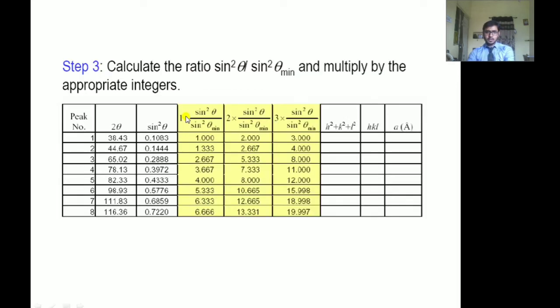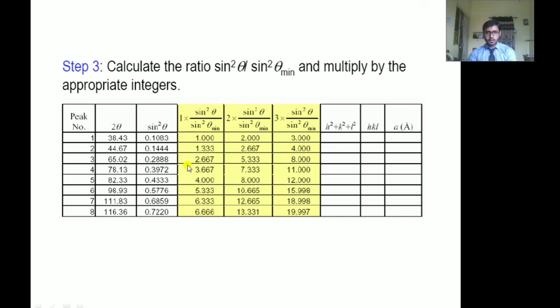Now the third step is to calculate the ratio of sin square theta to sin square theta minimum. This value is the sin square theta minimum. In this step we divide all these values by the sin square theta minimum. First, 0.1083 divided by 0.1083 gives 1. Again 0.1444 divided by 0.1083 gives 1.33. Again we divide by this minimum value and we get this value.